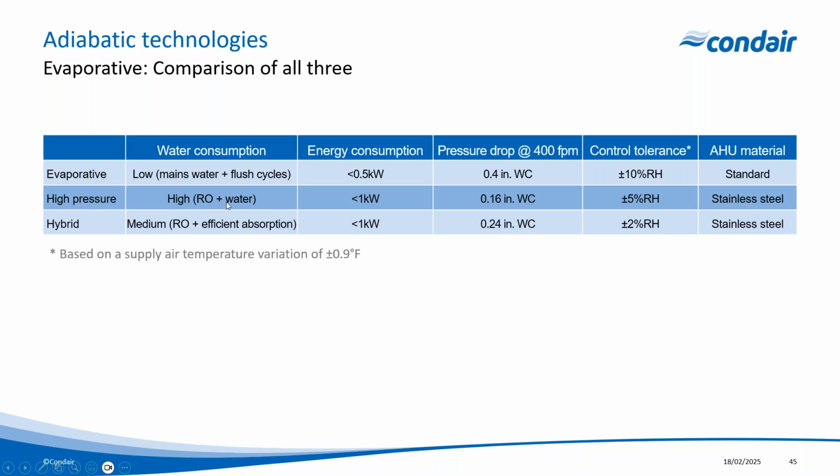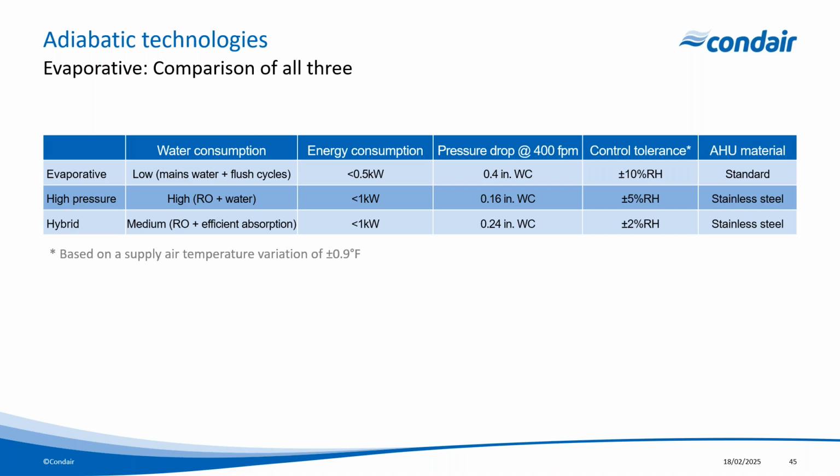When we look at the high pressure system, water consumption is going to be high. Main reason for that is because we do need reverse osmosis water. With a typical RO system, we're going to expect a minimum of about 50% of that water going into the RO system to be rejected out. So that does always need to be considered in the overall water consumption of the system.